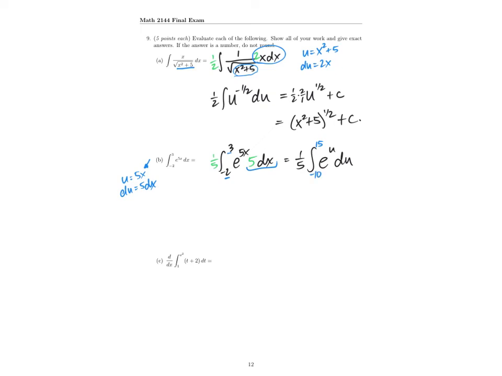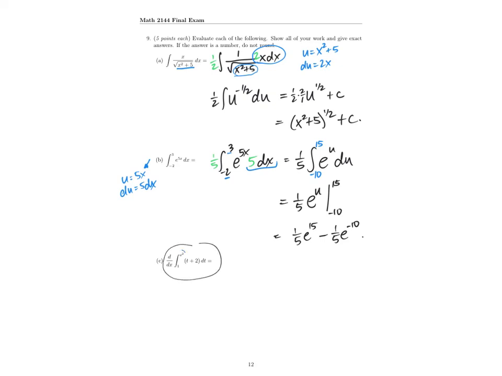And so I don't need to go back to x's anymore. I could just do everything in terms of u from now on. And so I can go ahead and complete this. I have 1/5 e to the u, and I want to evaluate that from negative 10 to 15. And so I can plug those values in. And that's my answer.